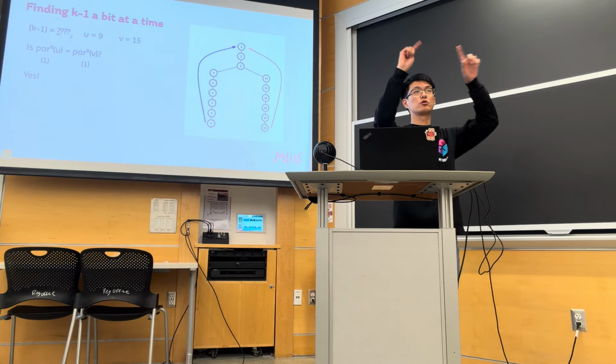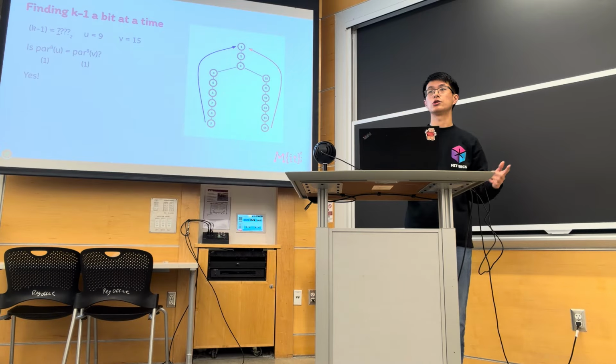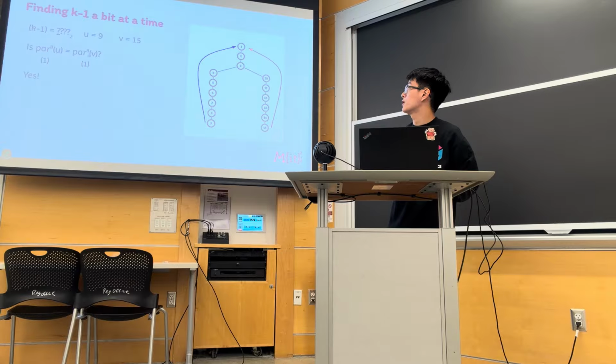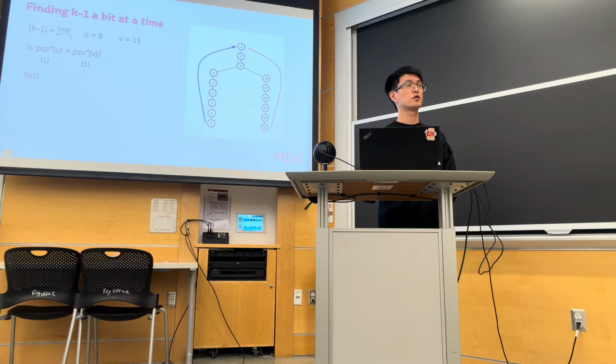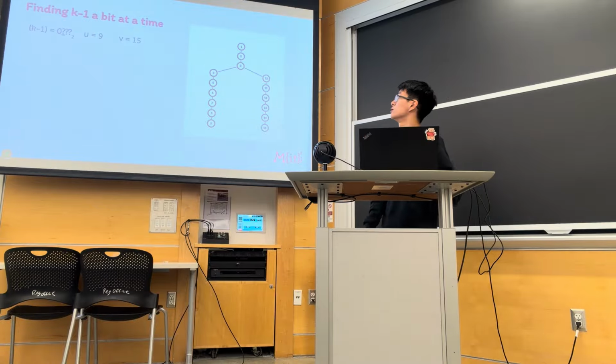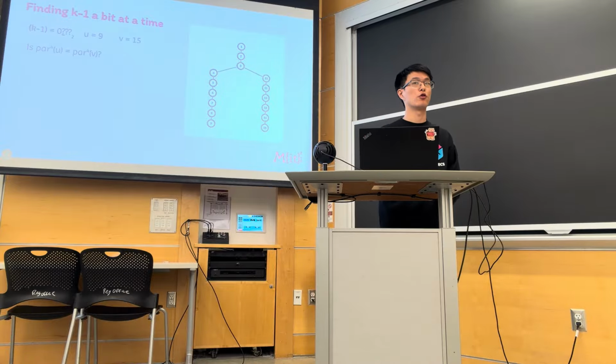That means we jumped a bit too far to find k minus 1, since we want the k minus first parent of them to be not equal. So we've jumped a little bit too far, so we'll set this bit to be equal to 0. Now that we figure out this bit is 0, we can continue with our next bit. So this bit represents 4, and we can check if the 4th parents are equal.